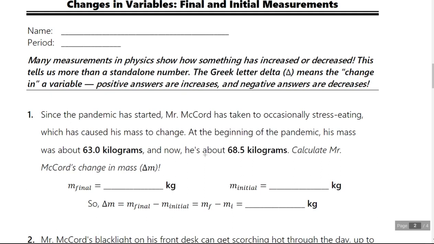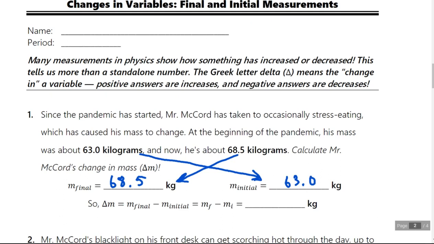In this case, what I am now, the 68.5 kilograms, is my final mass, my most recent measurement. Whereas I was originally 63.0 kilograms at the beginning. That would be my initial measurement. So that would be 63.0 kilograms, is what I started as.